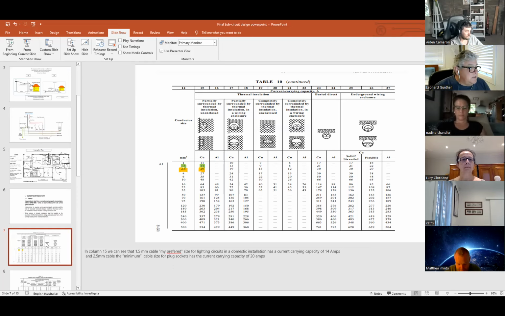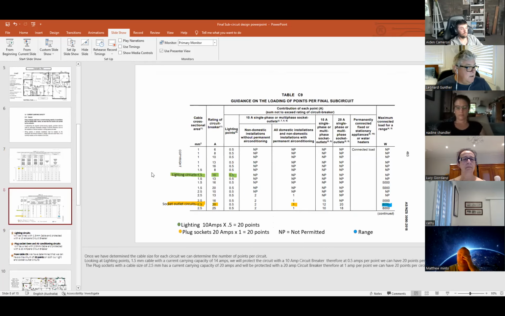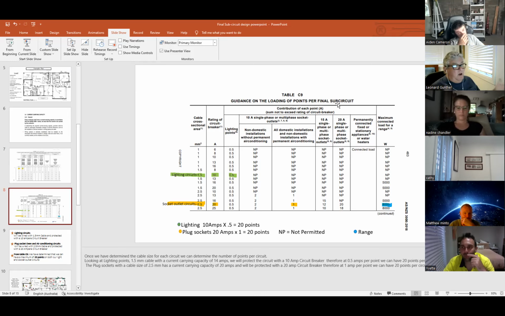Okay. So if I go to the next table here, this is the last rules one that we need to worry about. This is the guidance on the loading of points per final subcircuit. So this is just a guide. Generally, what you would do is work out the load you're going to have on that circuit, and then pick how much you're going to put on it. So I generally like to follow the preferred loading.